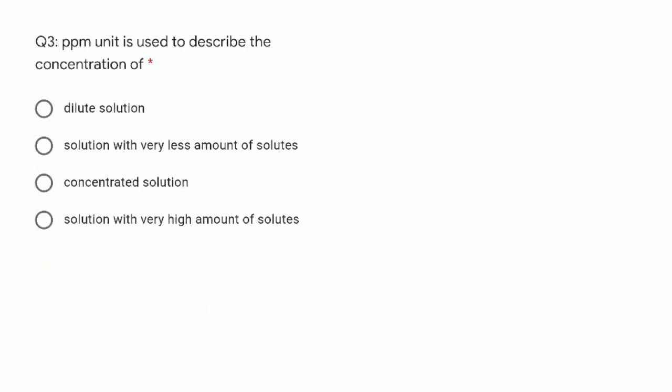Coming to the next question, which is question 3. ppm unit is used to describe the concentration of. Option A is dilute solution, B is solution with very less amount of solute, C is concentrated solution, and the last one is the solution with very high amount of solute. So we already know that ppm means parts per million. So how many parts are present in a million of that solution? That means a very less amount of solute will be present in that solution.